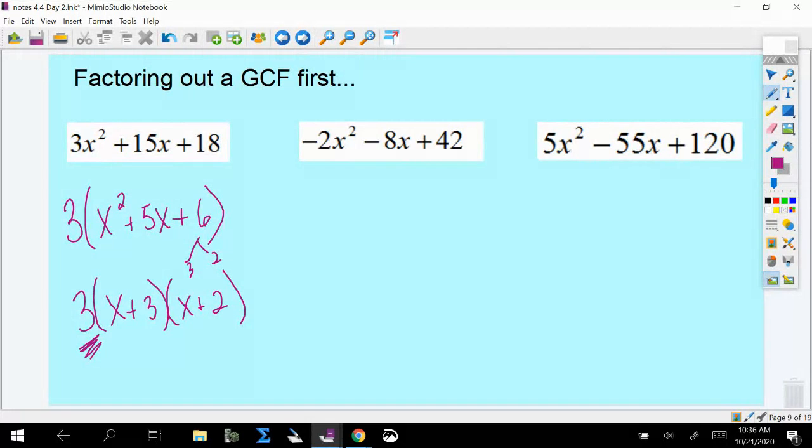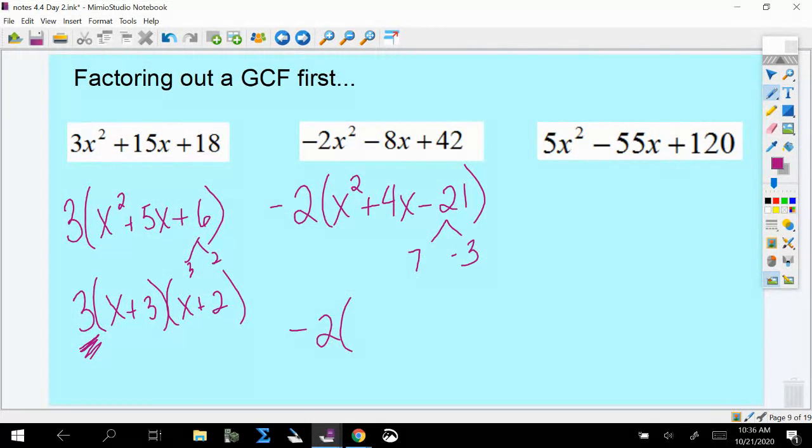The next one, we can take out a negative because the first term is negative. We can also take out a 2. So when we divide out a negative 2, we get x squared plus 4x minus 21. I need numbers that multiply to get a negative 21 and add to get 4. That would be a positive 7 and a negative 3. So my factors are x plus 7 and x minus 3.